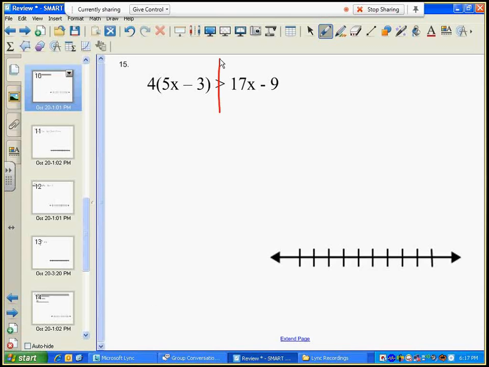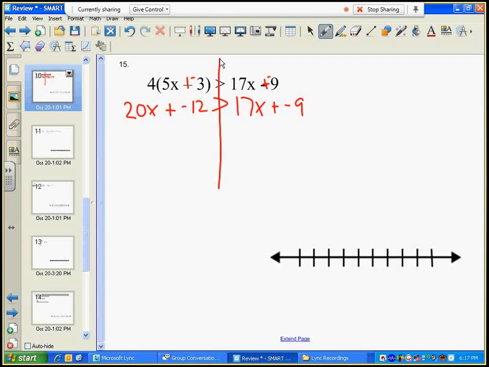Okay, so let's check and see if both sides are simplified. No, my left side's not simplified, so let's do that. I'm going to leave change. So I end up with 20x plus 4 times negative 3, distribute correctly, is negative 12, is greater than 17x plus negative 9. Now, are the variables on both sides? Yeah, they are.